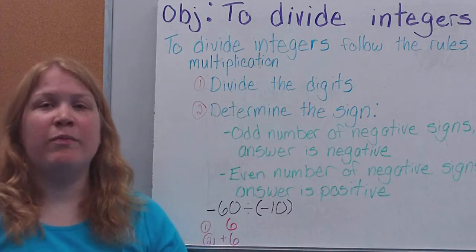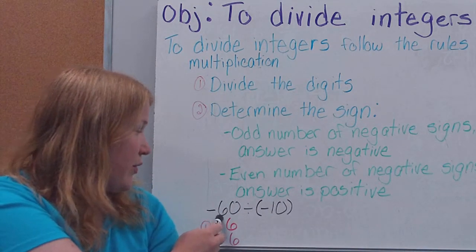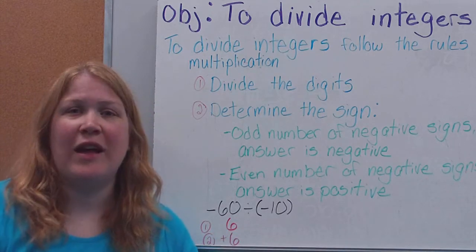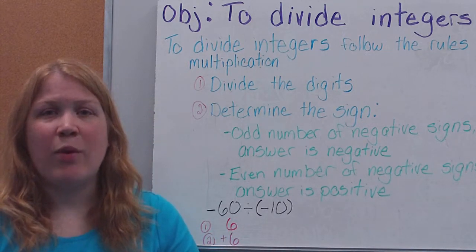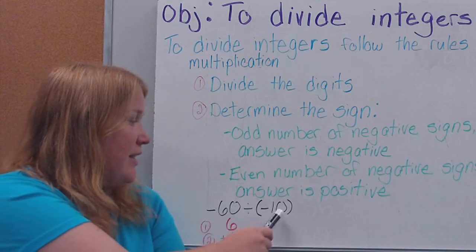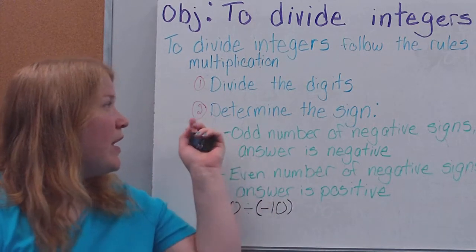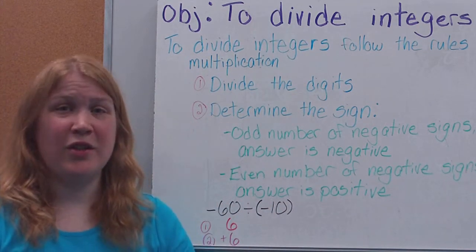Well, the first thing we do, much like multiplication, is just do the division. Ignore your signs, divide your two numbers. So in your example, I've given you negative 60 divided by negative 10. Right now we want to ignore those negative numbers. First step, just do our division. 60 divided by 10 gives me 6. Step 1 is done.